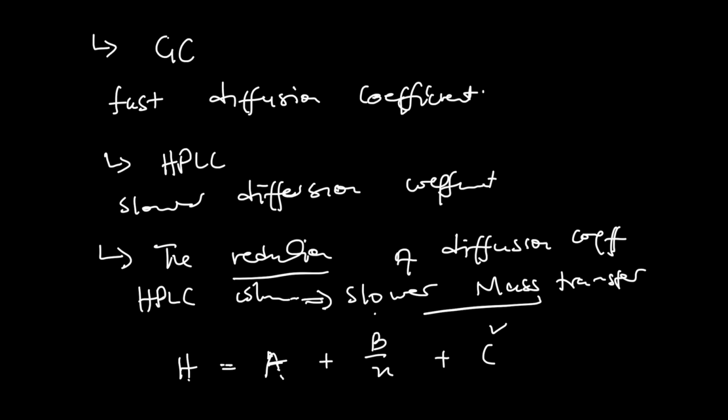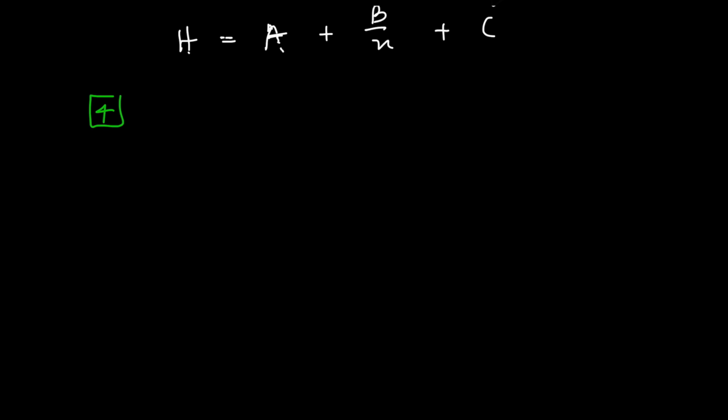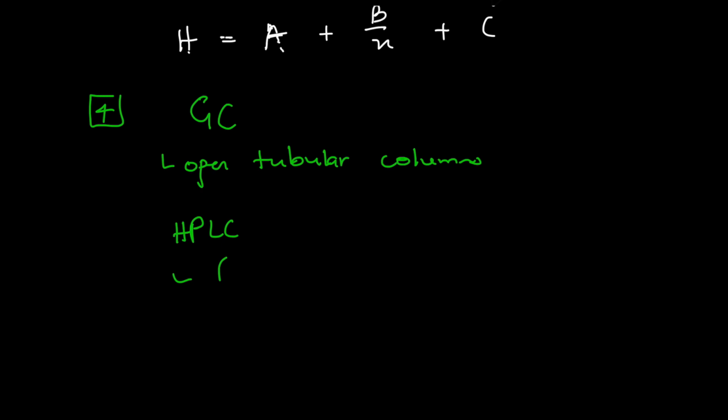Okay, let's go further. Based on this info, it would be improper, or impractical rather, to have the same column formats for GC and HPLC. Hence, in GC, we have open tubular columns. Right? In HPLC, we have packed columns. So what does this mean?